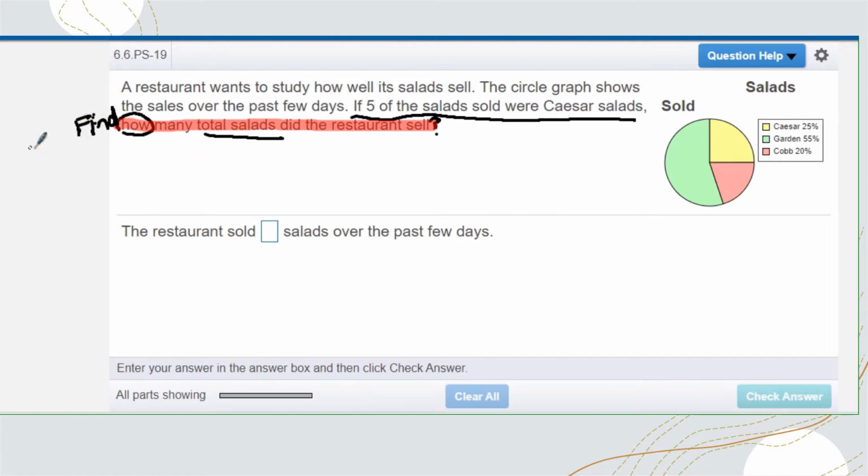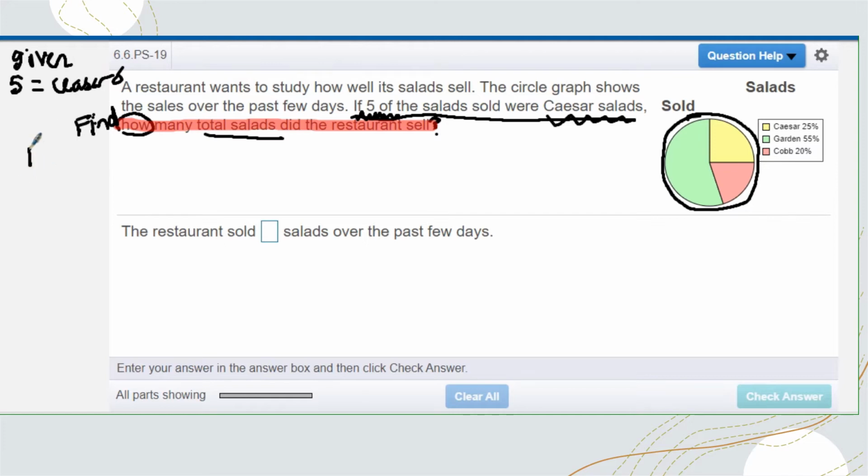And then the given information that we have is this circle graph over here. And we also have in the prompt, it says 5 salads are Caesar salads. So we know 5 salads is equivalent to Caesar salads. So you need to know your percent formula. What is the percent formula?